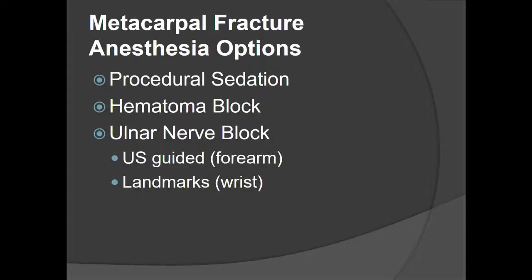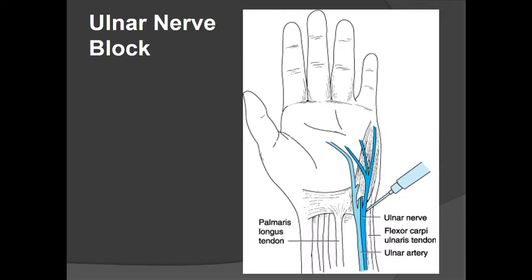So we can do procedural sedation, which of course we don't want to do, right? We don't have the time or the resources to do that. You can do a hematoma block or you can do an ulnar nerve block. So your ulnar nerve blocks work really well. So you can see that your ulnar nerve runs right next to your flexor carpi ulnaris.